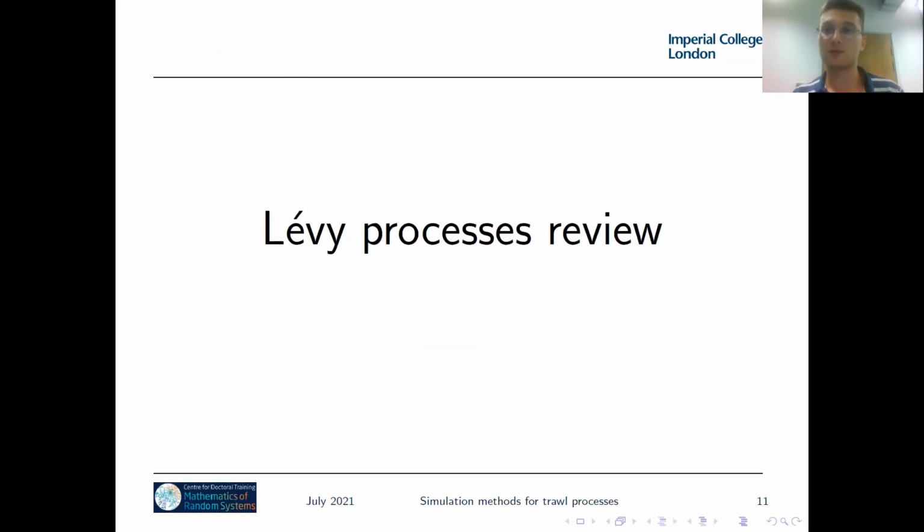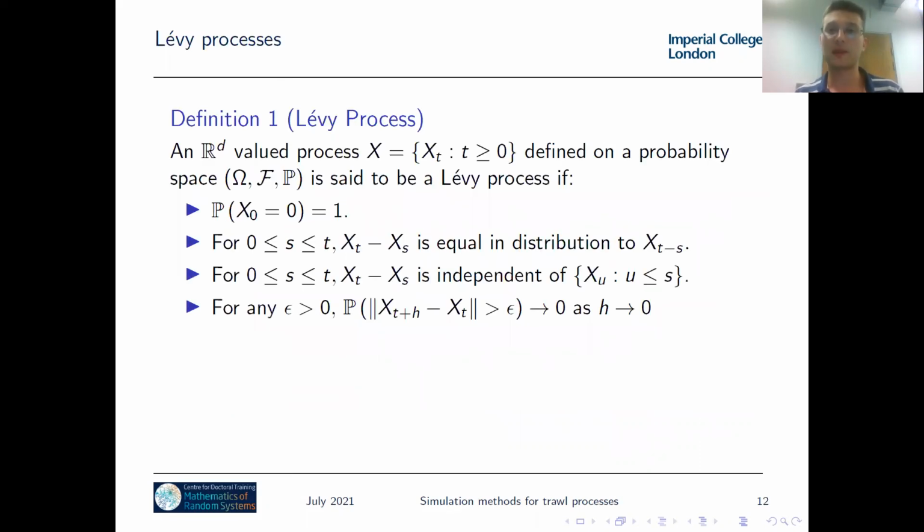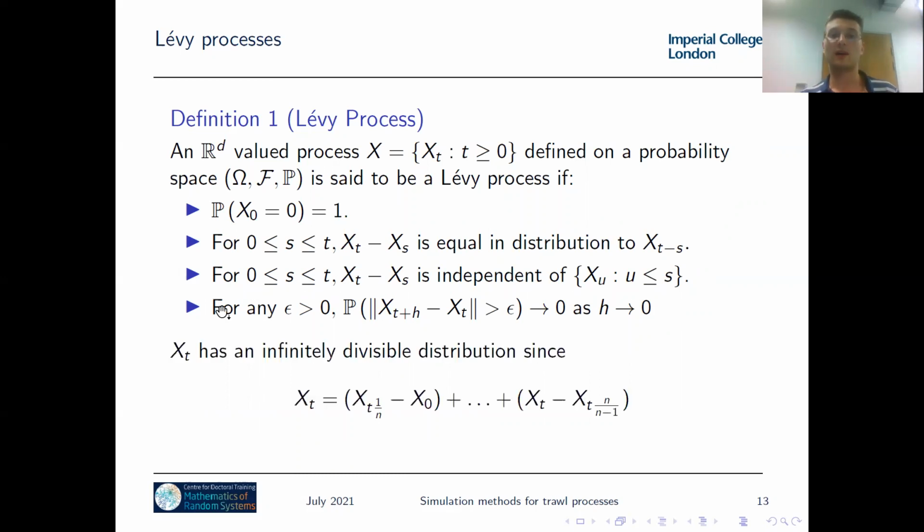Let us now introduce the concept of Levy basis, and to begin with, let us review the theory of Levy processes. We say that an R^d-valued stochastic process is a Levy process if it starts at 0 with probability 1, it has stationary and independent increments, and it is continuous in probability from the right. The continuity from the right is given by this condition here. An important consequence is that such a process has an infinitely divisible distribution.